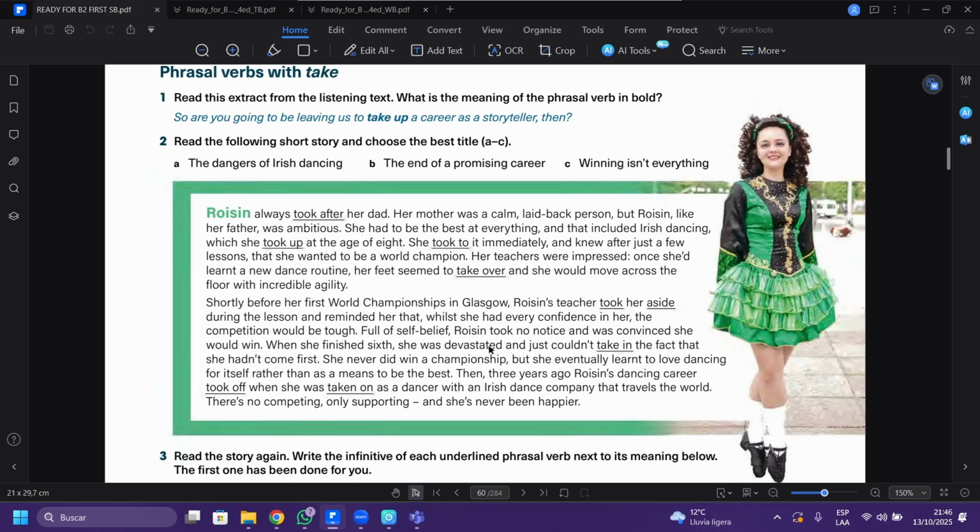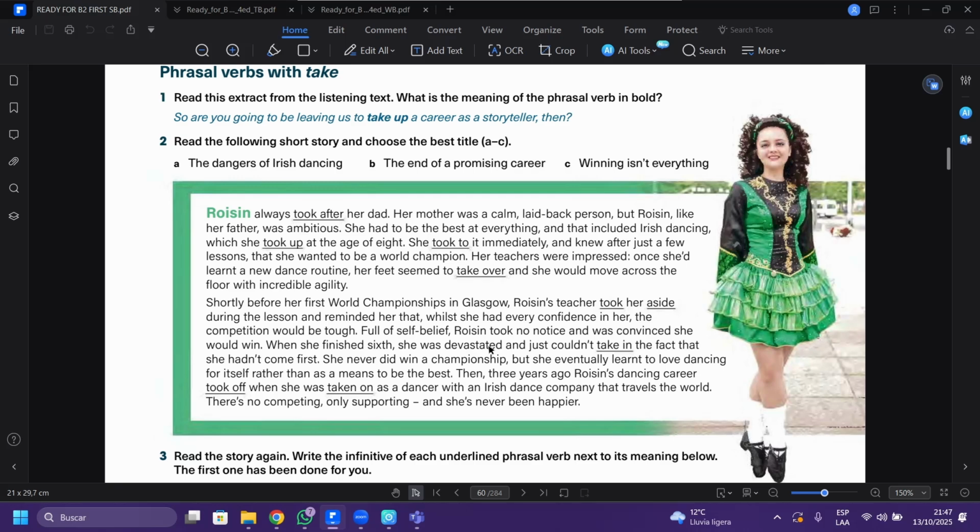Take up. What is the meaning of take up? To start something, or start doing something, which is the same, right? Yes. What is the meaning of the phrasal verb take to? Remember, don't forget, to adapt to something or someone. Adaptarse.